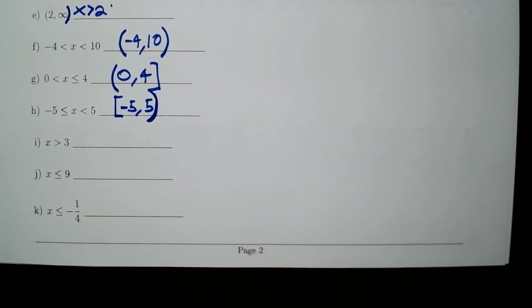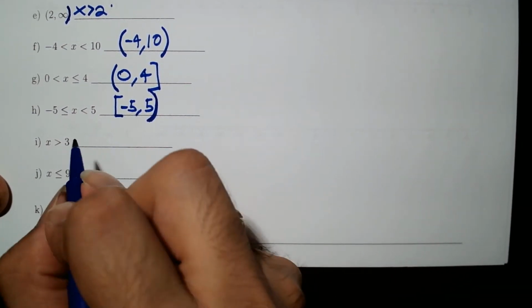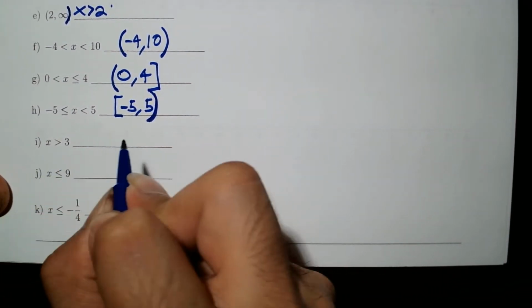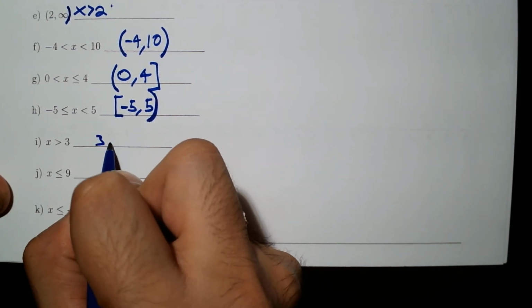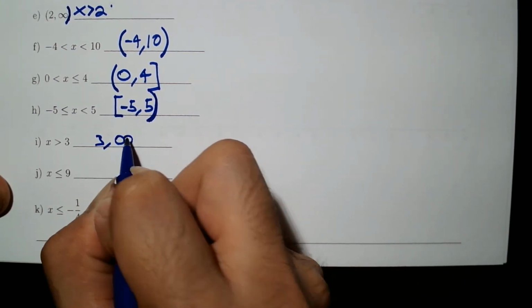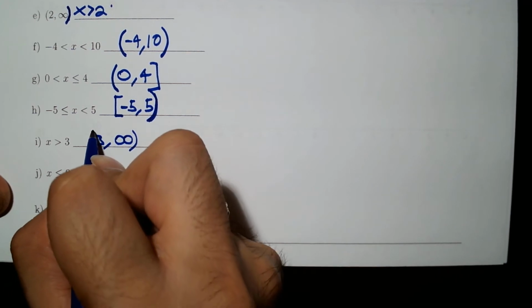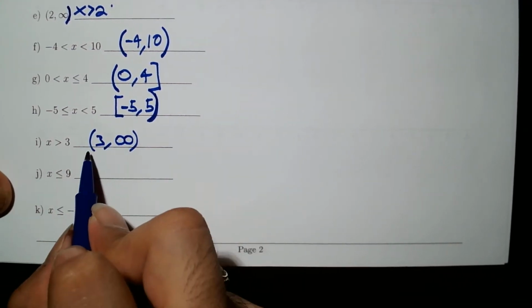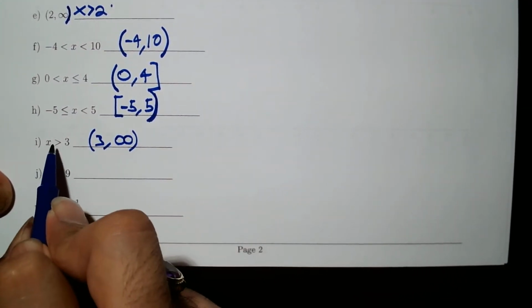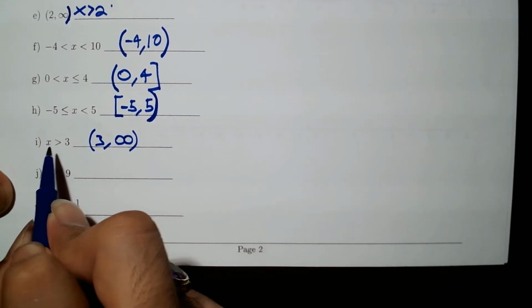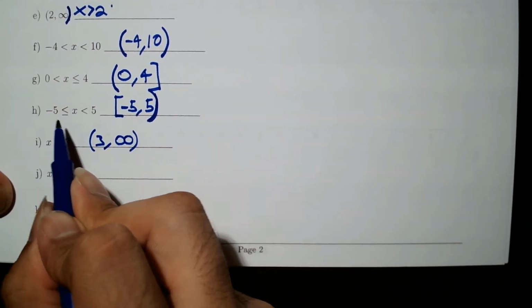All right, what about the next one? X greater than 3. We already did that in the example. So all the numbers that are greater than 3, we start at 3 and we go all the way to positive infinity. However, the lower endpoint is open because it's only greater than, not greater than or equal as the previous cases.